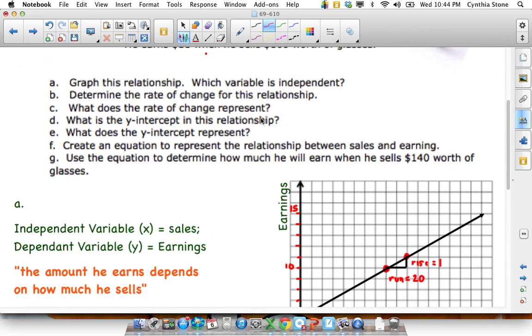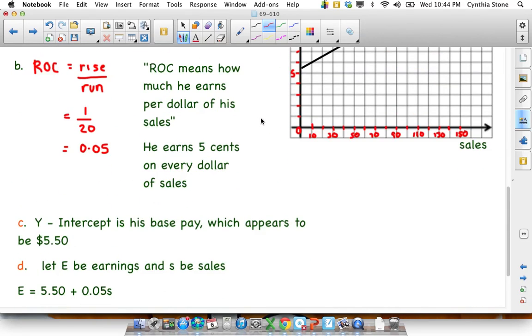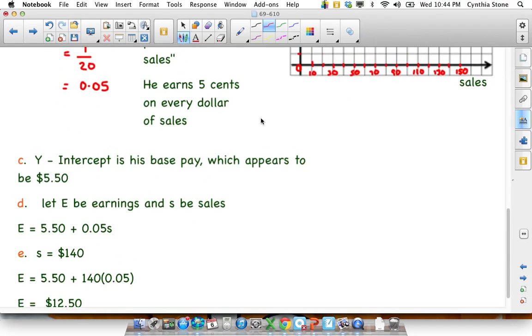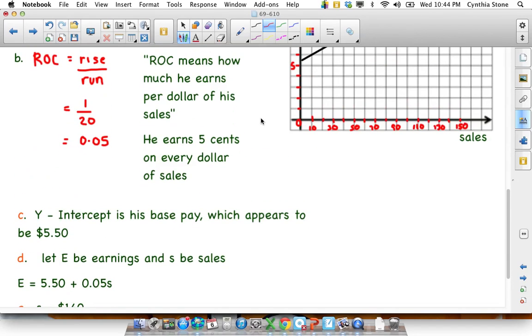Part E says, what does it represent? We said that. Create an equation. Here we go. So his equation, we'll say E is his earnings and S is his sales. Okay, so his earnings are going to be the 5.50, his base pay, plus the rate of change times whatever's on this axis, which is S. So he earns 5.50 no matter what, plus 5 cents on every dollar of sales.